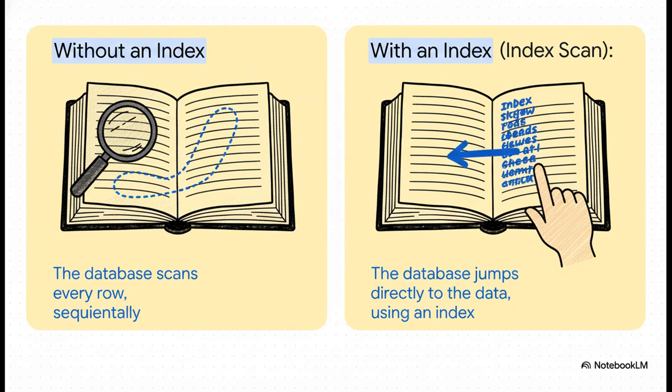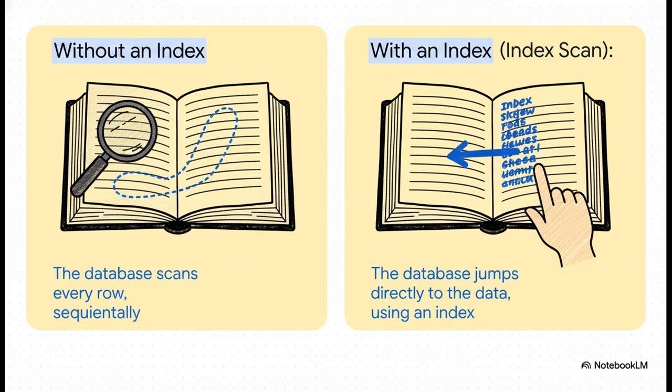And the best analogy really is a book. Without an index, the database has to do what's called a sequential scan. It literally reads the entire book from page 1 to find what it's looking for. Super slow. But with an index, it's just like using the index in the back of a textbook.